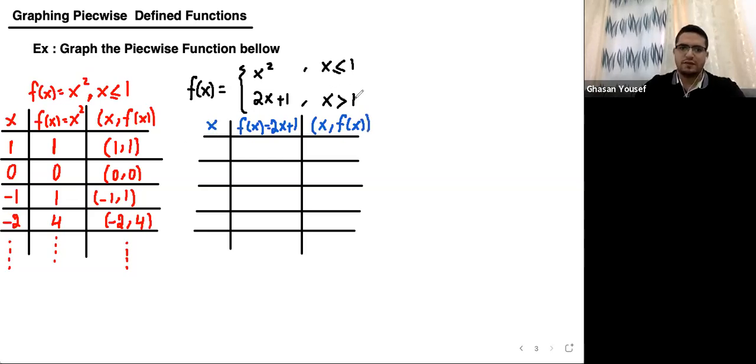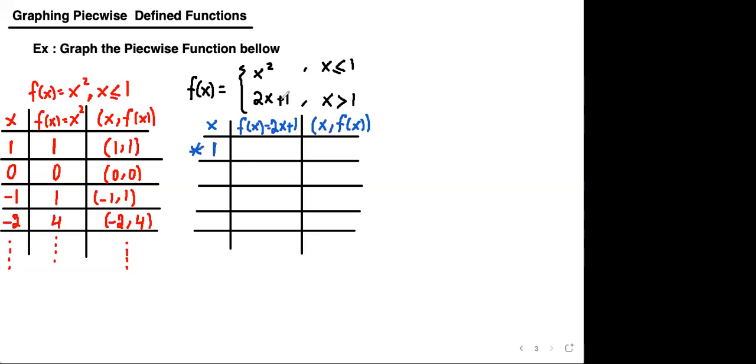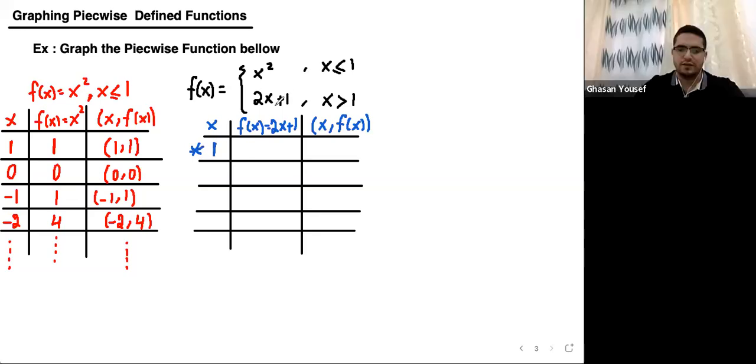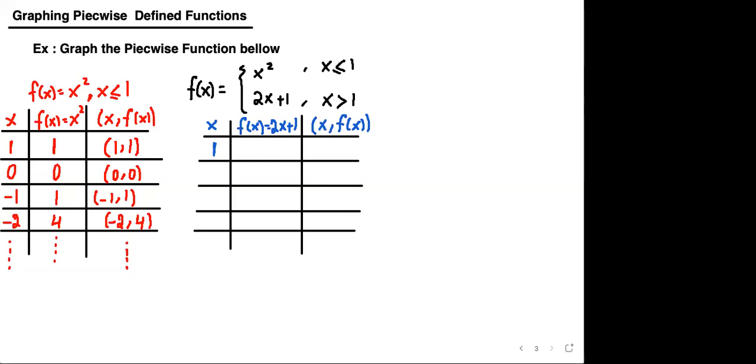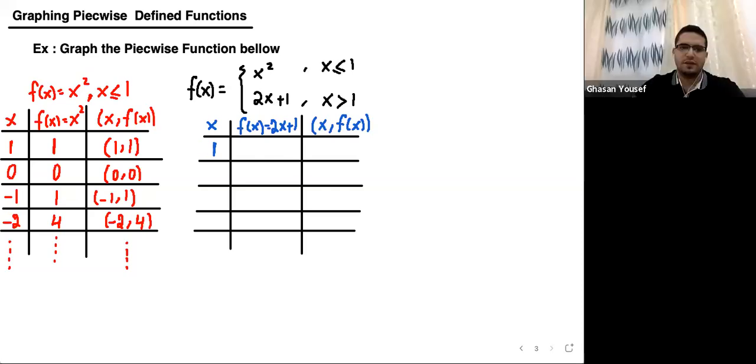Starting from the point 1, inside, close to this one, I have to put a star. The 1 will not be included. So I put a star, which means it will be an open circle.